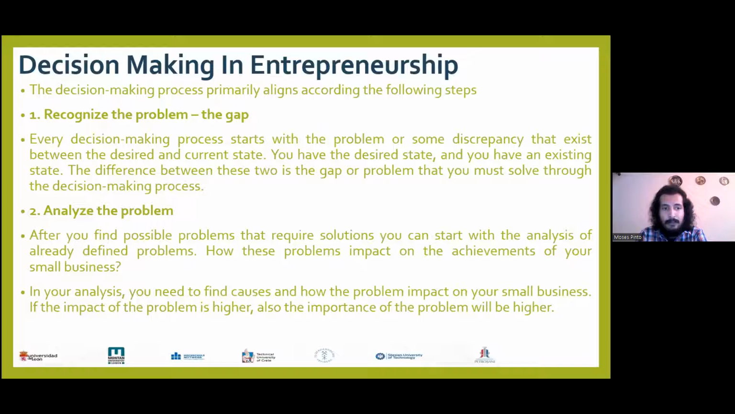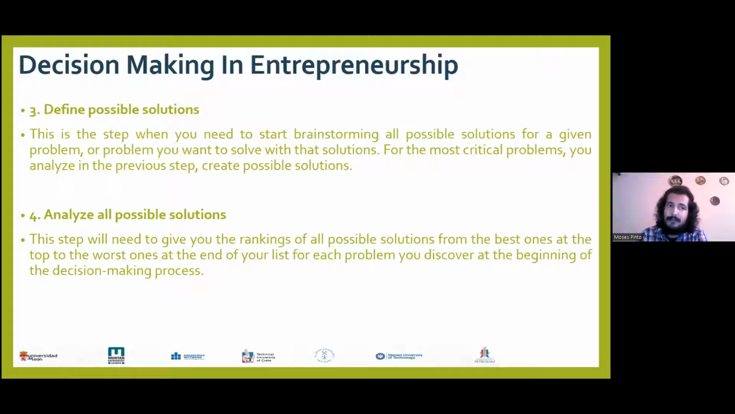The next step involves defining possible solutions. We have now reached the phase where we have identified the gap, and now we need to come up with possible solutions by defining them clearly. This is the step when the entrepreneur would need to start brainstorming all possible solutions for a given problem that they want to solve. And for the most critical problems, you would have to analyze in the previous step and create possible solutions.